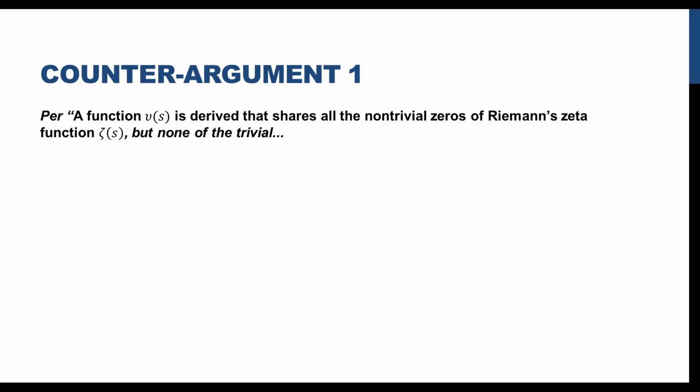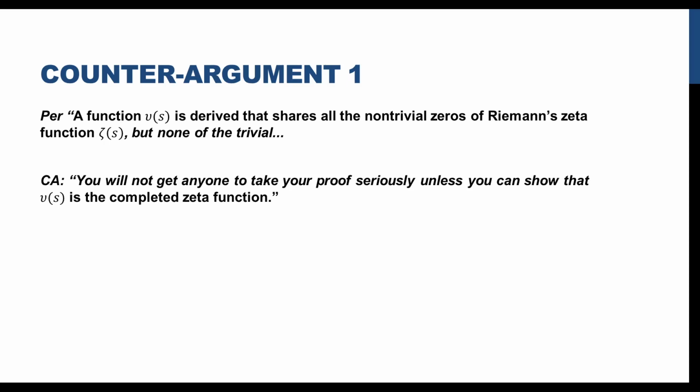Per this sentence, this was in the abstract, before it's been revised. "A function upsilon of s is derived that shares all the non-trivial zeros of the Riemann zeta function, but none of the trivial." And the comment, I don't know if it was a counterargument, it was this: You will not get anyone to take your proof seriously unless you can show that upsilon of s is the completed zeta function. This would be one of those things you'd want to think about.